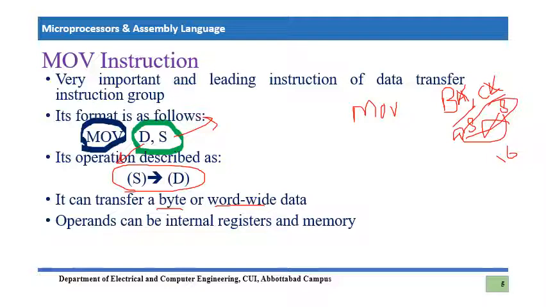In this example, let me erase this extra stuff. In this example, BX is an internal register, and CX is also an internal register. So both of these operands are internal registers. But these operands could also be memory, and we are going to learn that in addressing modes as well.